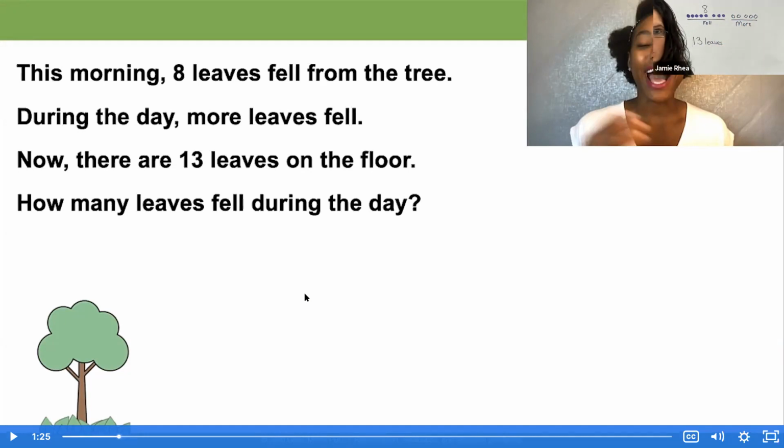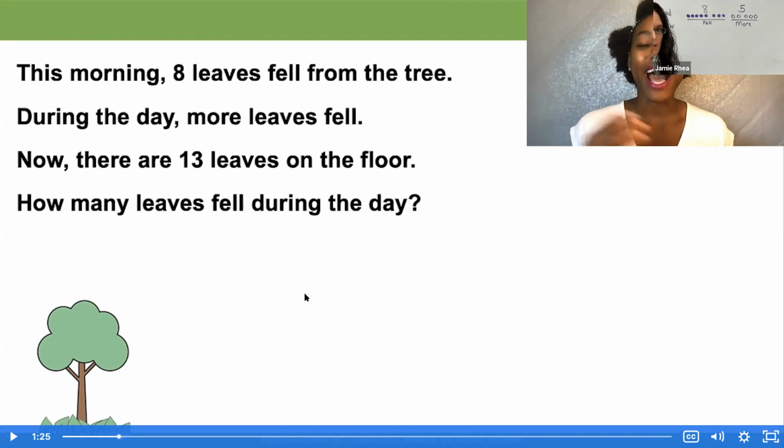Now, can we count those and see how many we have? 1, 2, 3, 4, 5. We have 5. So can we make a number sentence with this? Yeah, we can. So let me erase this.